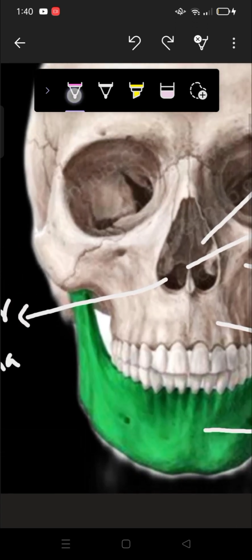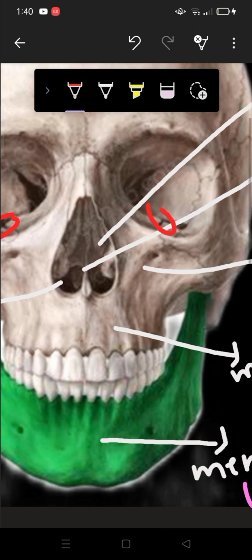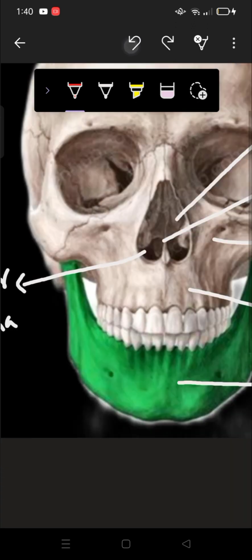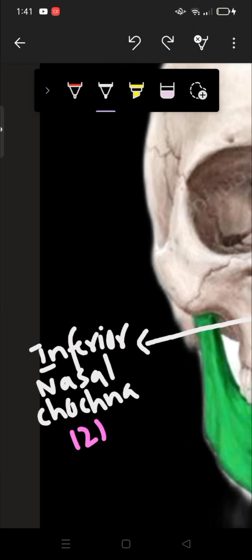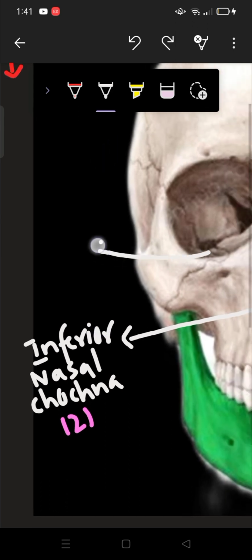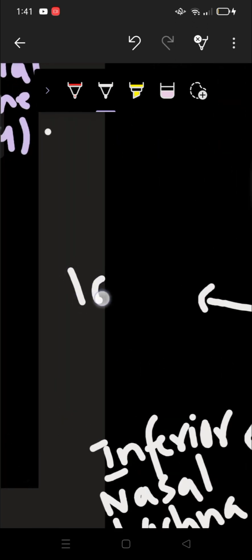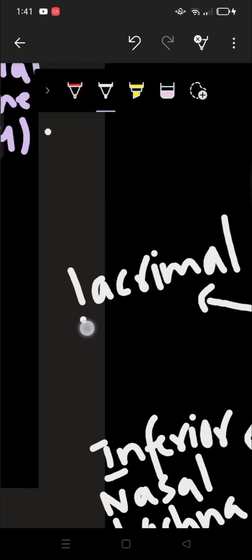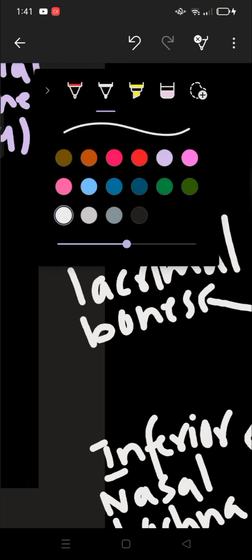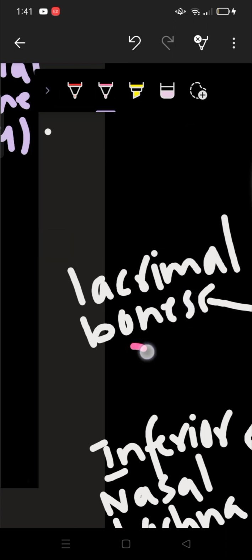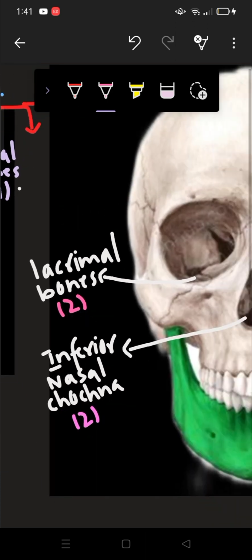Then again, what do we have? We do have 2 bones here, one in one eye and another in the other eye. Here we have 2 bones, which are known as lacrimal bones, which are how many in number? Which are 2 in number. Let me write that as well. So lacrimal bones are 2 in number.